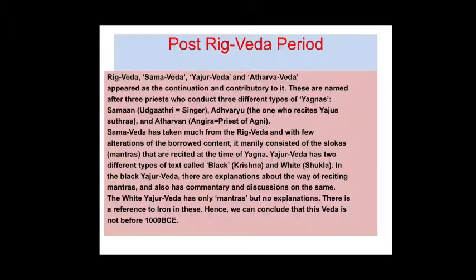After the Atharvana Veda, many priests can conduct yagnas and yagadis. The Samaveda has taken much from the Rigveda, with few alterations of the borrowed content. It mainly consisted of the shlokas or mantras that are recited at the time of yajna. The Yajurveda has two different types of text called black and white. Black means Krishna, white means Shukla.